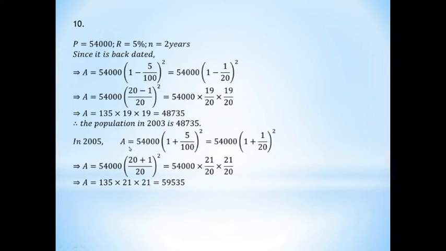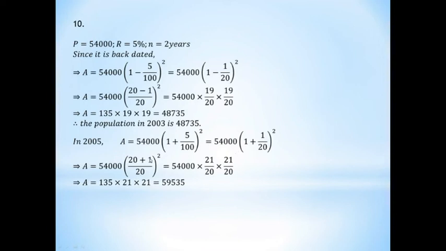Then amount equal to 54,000 will be used as principal again, since the population is going to be calculated as the future, 2 years in the future. So we will use plus again here. Then 1 plus 5 by 100, so 5 by 100 will be simplified to 1 by 20.